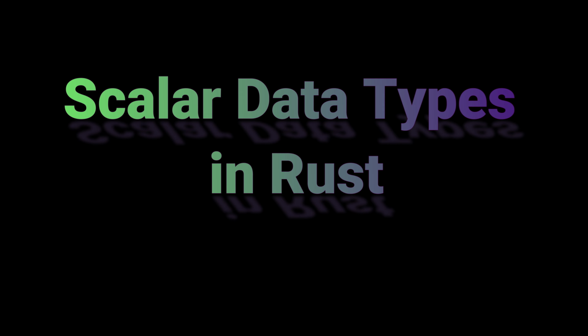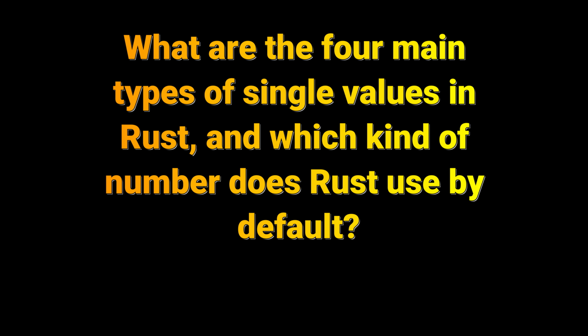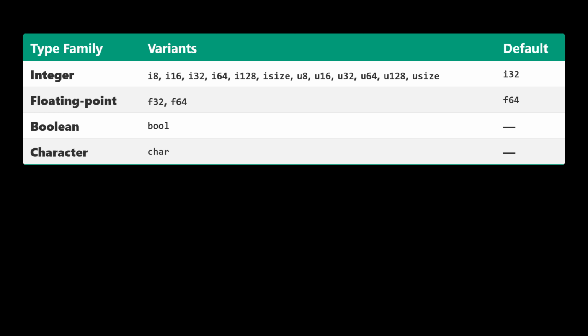Scalar data types in Rust. What are the four main types of single values in Rust, and which kind of number does Rust use by default? Rust has four main types for single values. They are integers for whole numbers, floating point numbers for decimals, Booleans for true or false values, and characters for single letters. The default integer type in Rust is i32, and the default decimal type is f64.